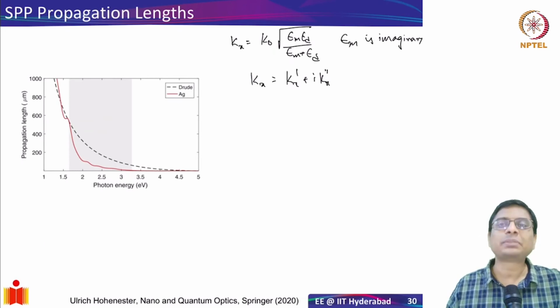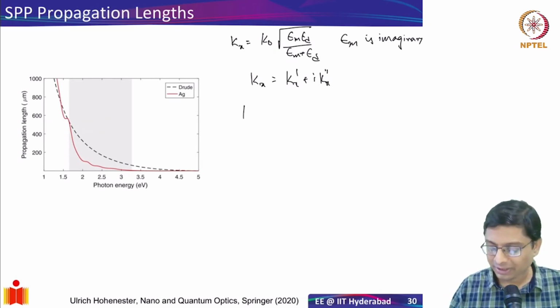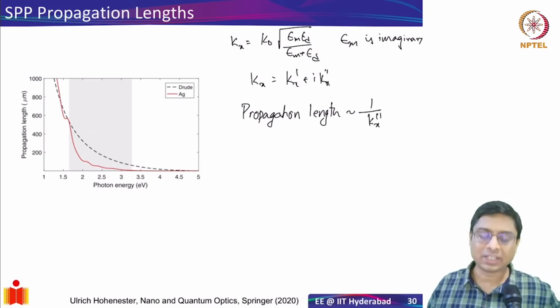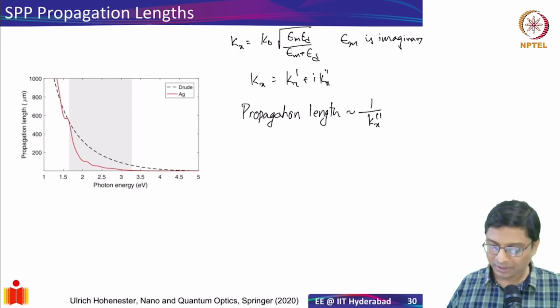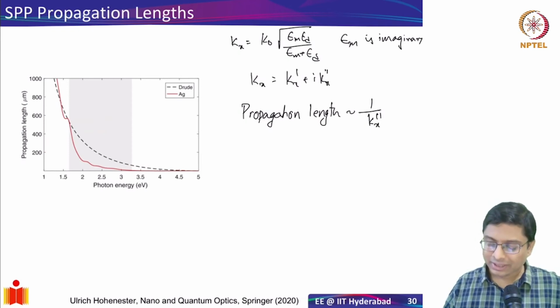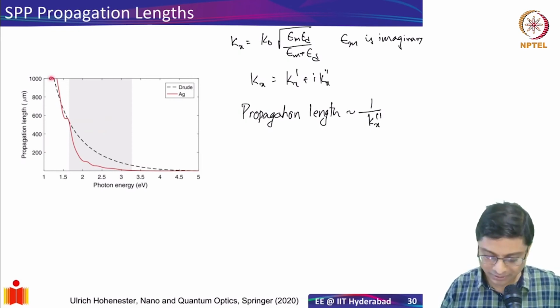And from the imaginary part, I can calculate how much is the propagation length. So propagation length is going to be 1 over kx double prime. So once I know my imaginary part, if I have a very large imaginary part, then the propagation length is going to be less. Right? So based on that, I can compute from the dispersion my propagation length.